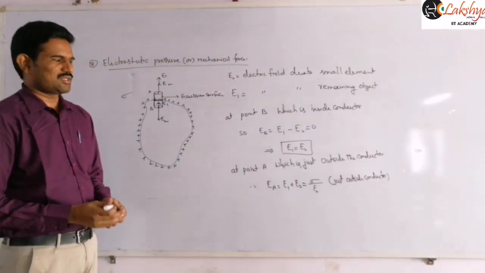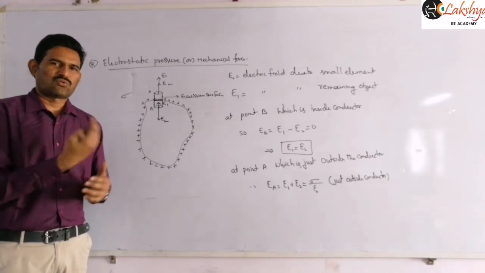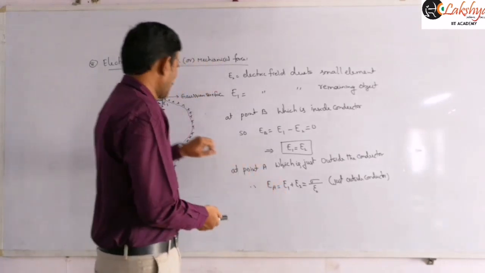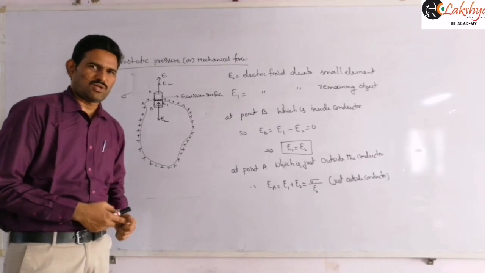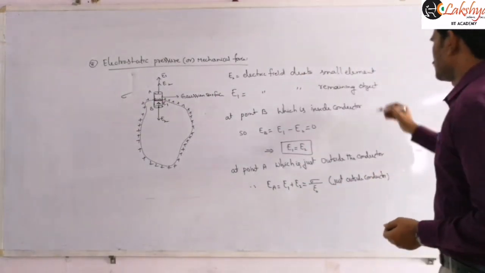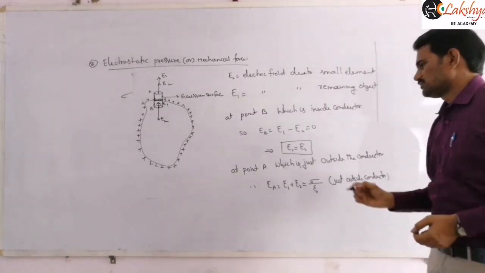Just outside the conductor, the resultant electric field due to the conductor of any shape will be sigma by epsilon naught only. So you can write at this point A as E1 plus E2, and that E1 plus E2 is equal to sigma by epsilon naught. Now let us simply equate that. I am equating them.